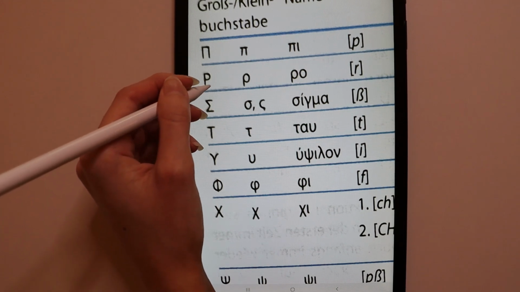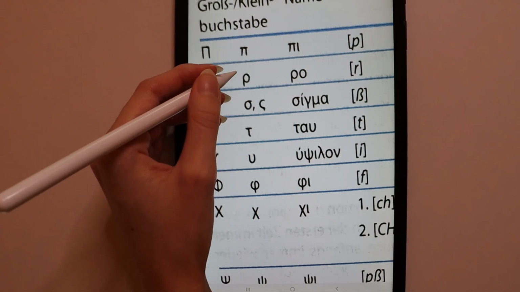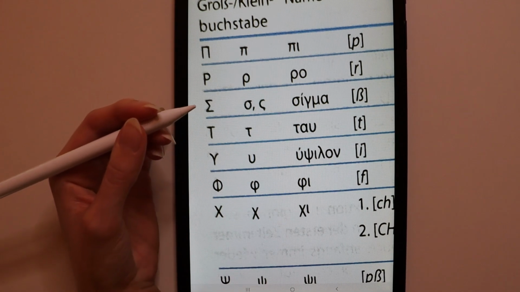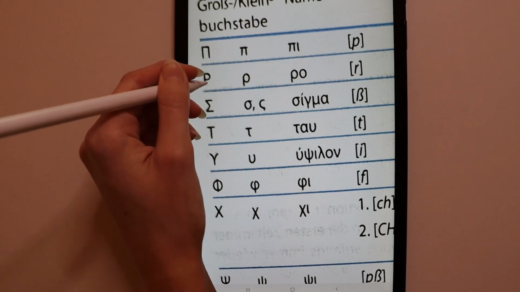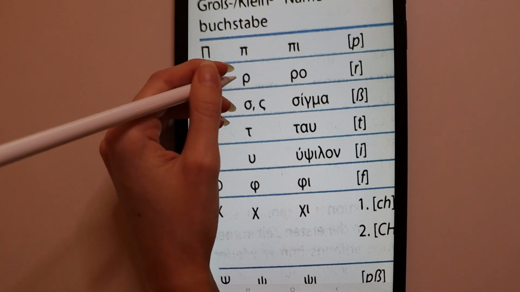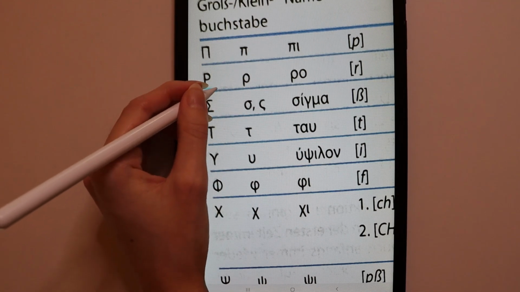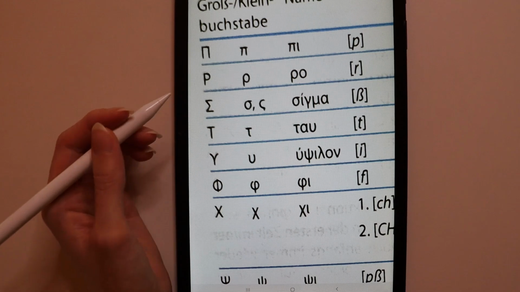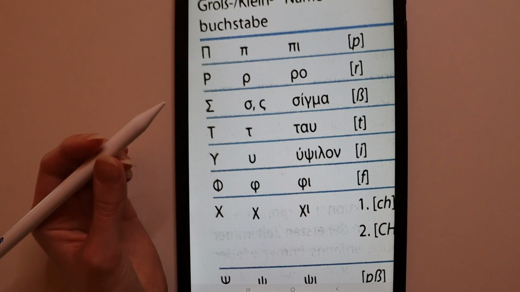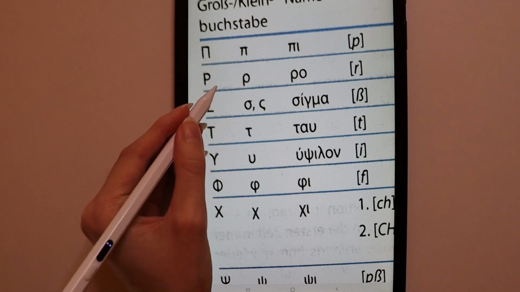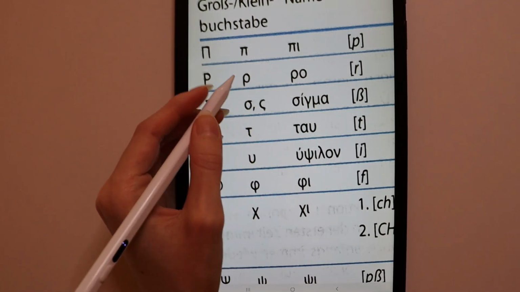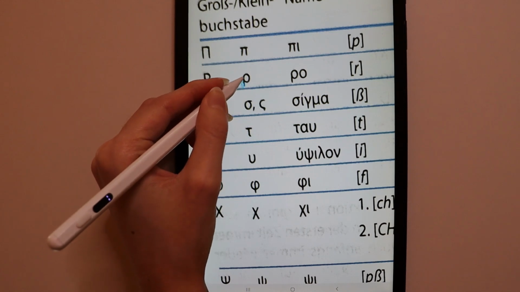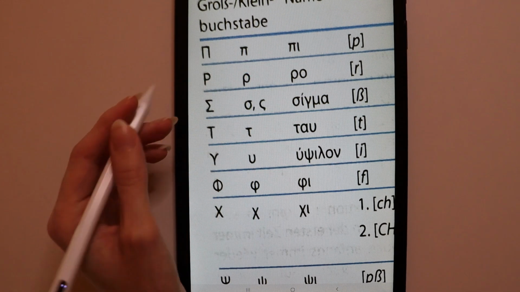Then we have rho. Rho is a rolled R, and I can't really roll my R's, especially not when I'm speaking really quietly. But rho looks like a P, like in the Latin alphabet, and just as in Russian, in the Cyrillic alphabet. But this is not a P, but an R. Rho. And the lowercase letter looks also really similar.